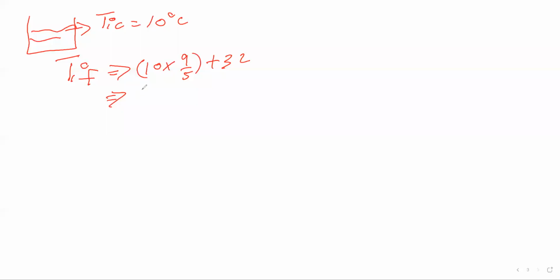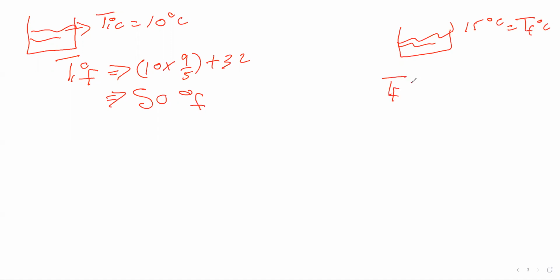50 degrees Fahrenheit. And then our final temperature, which we had was 15 degrees Celsius, right? So this was our T final in degrees Celsius. So our T final in degrees Fahrenheit should be equal to what? 15 times 9 upon 5 plus 32. Is that so?